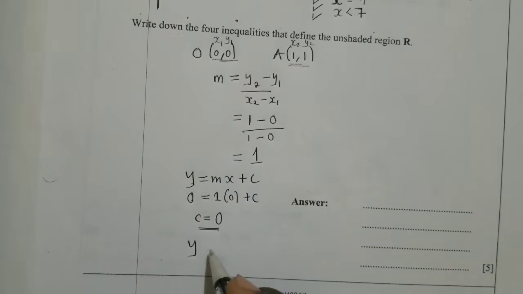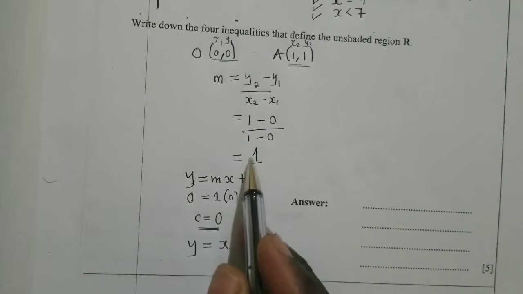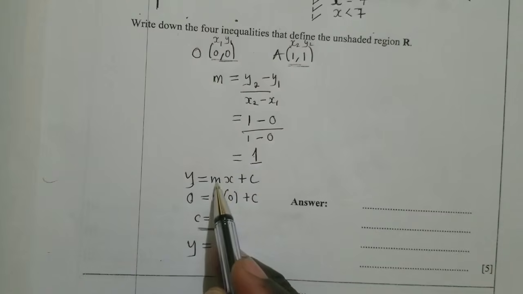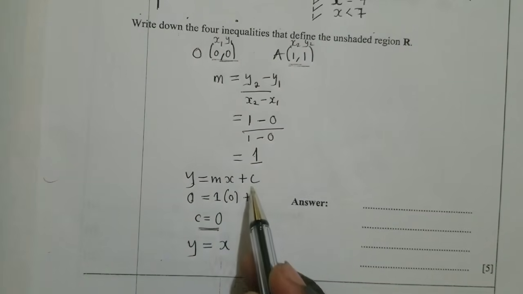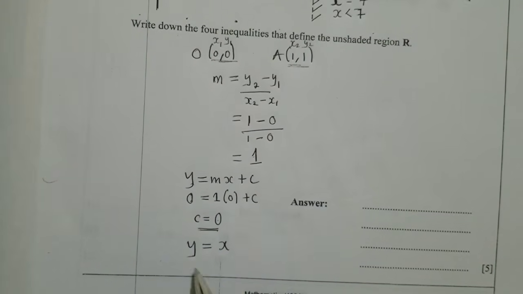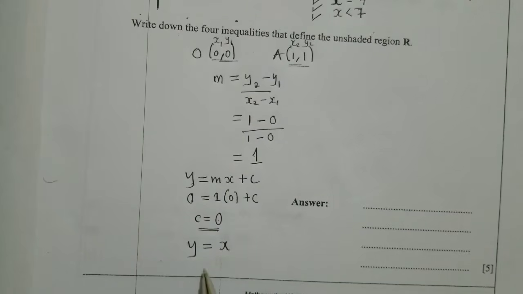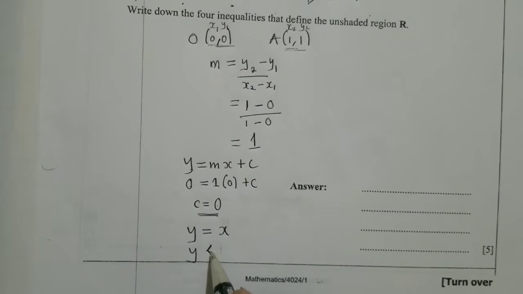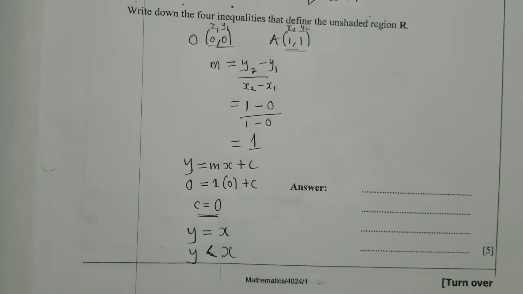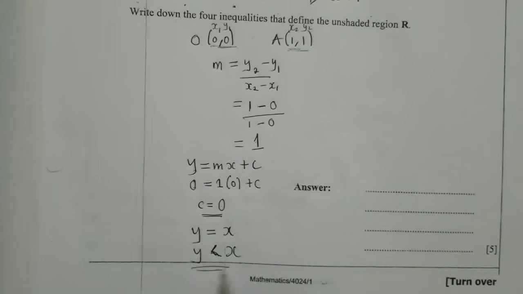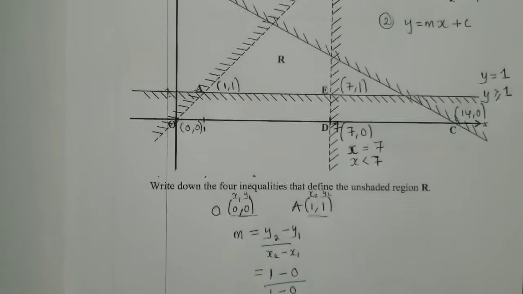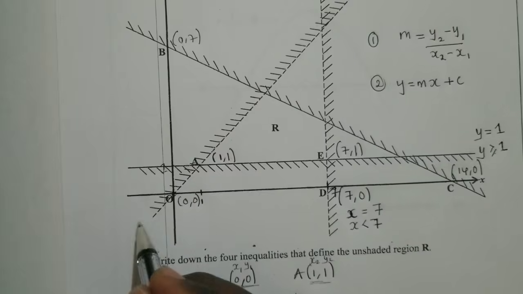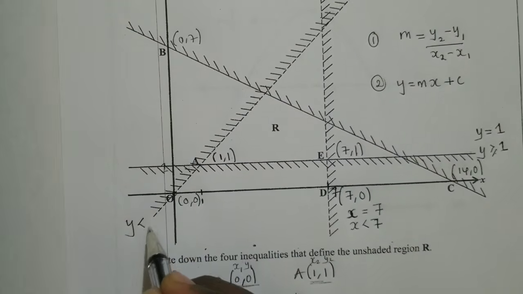There we say y is equal to x, because on m, if we put a 1, it will still be 1x. And on c, if we put a 0, it won't change anything. So now, after writing this, we can say y is less than x. That's our solution. Now let's write here so that we understand why we are saying y is less than x.